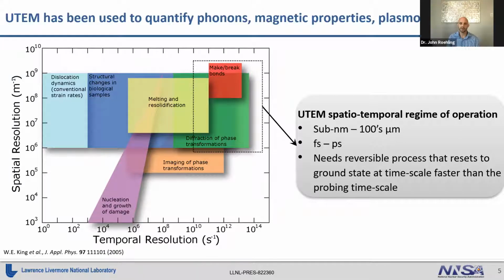UTEM, however, has much higher spatial resolution and basically operates like a normal TEM, so you can go down all the way to sub-nanometer resolutions, all the way up to hundreds of micrometers. And the time scales are very fast, femtoseconds to picoseconds. Because of the way it operates, the beam from a UTEM is much more coherent. So you can look at things like plasmonics, magnetic properties, and even plasmons, or I'm sorry, phonons.